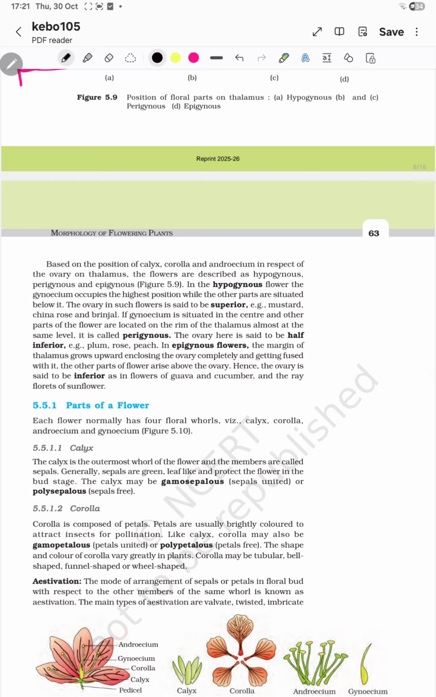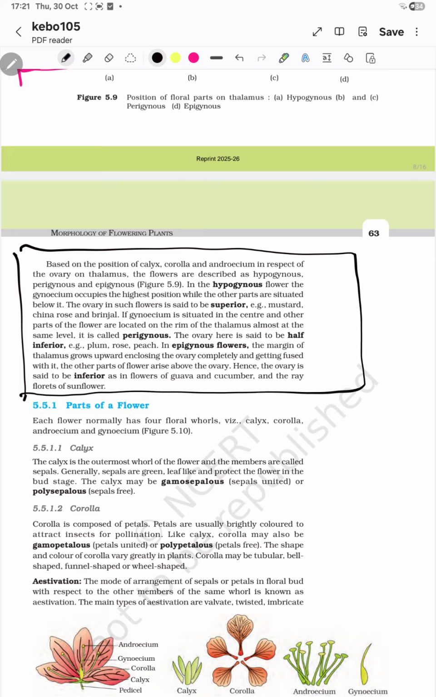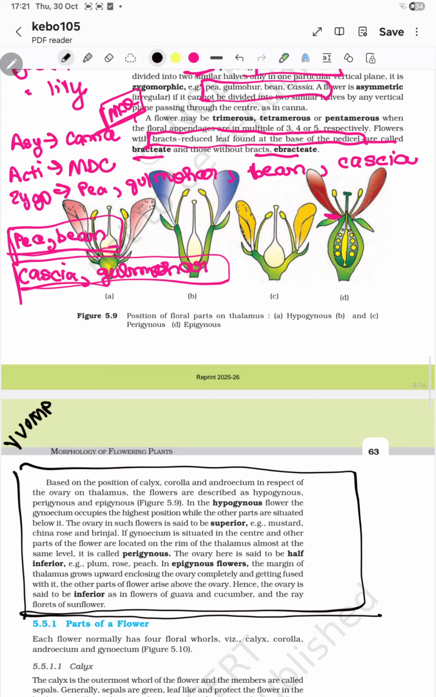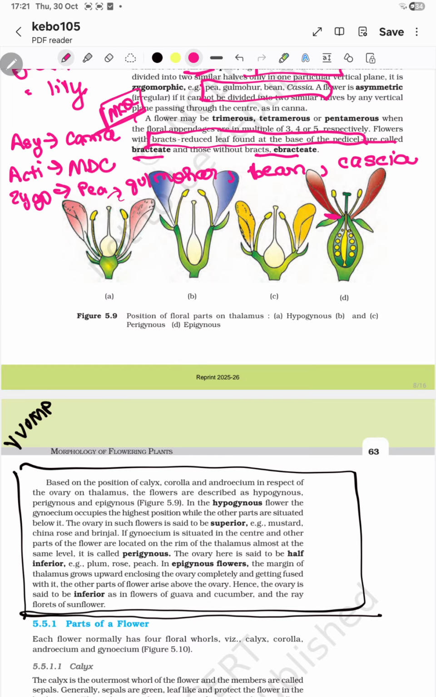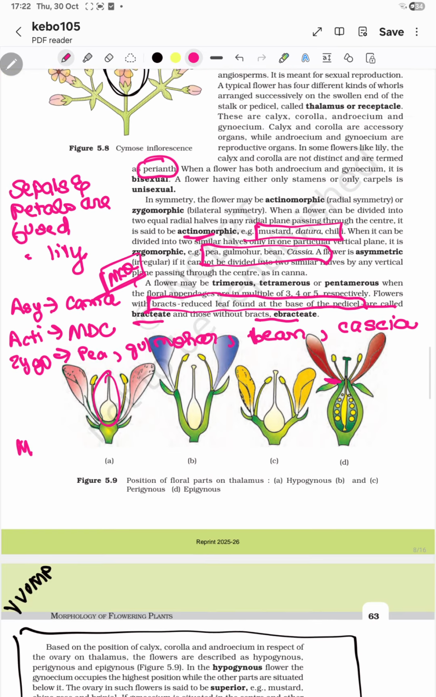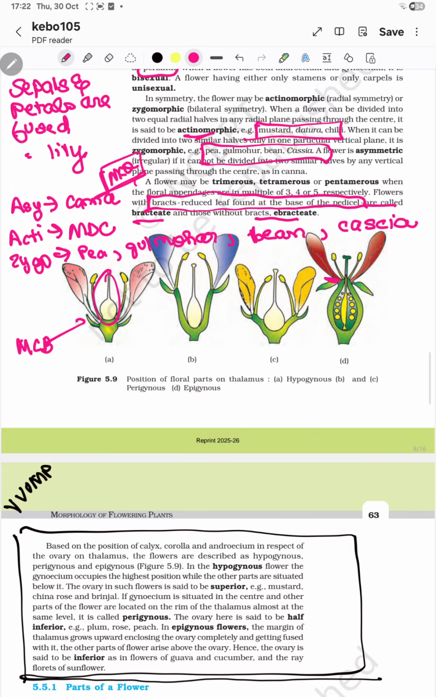Now, this is very important. Based on the position of the calyx, corolla and stamen with respect to the ovary and the thalamus, we have hypogynous flower, perigynous flower, epigynous flower. In hypogynous flower, the ovary is above all the other parts. For example, mustard, china rose, brinjal. You can see another pattern here. Mustard, china rose, brinjal. MCB. Like how we have MCF, remember MCB here.